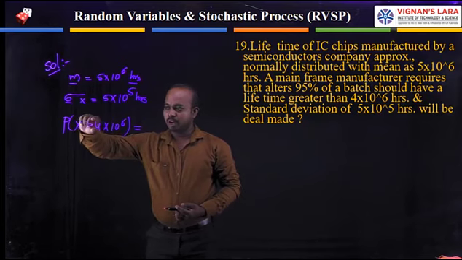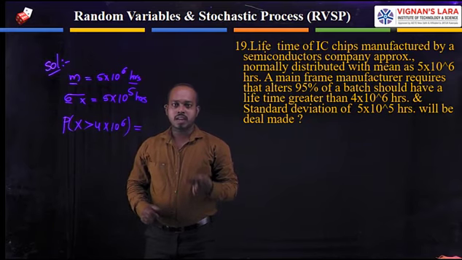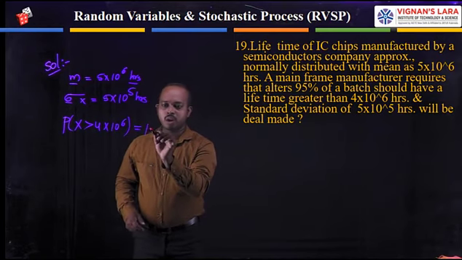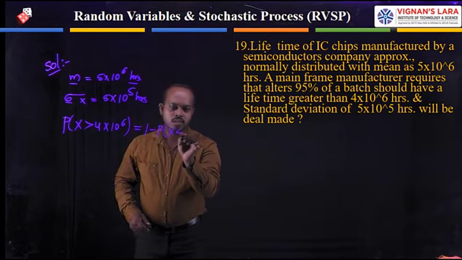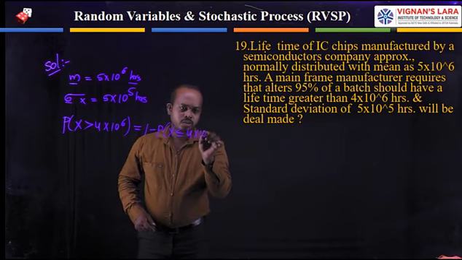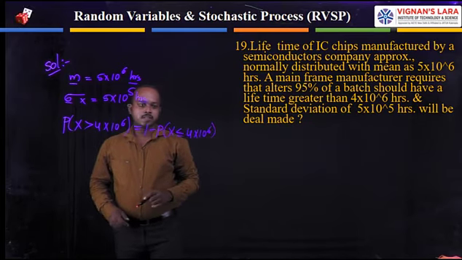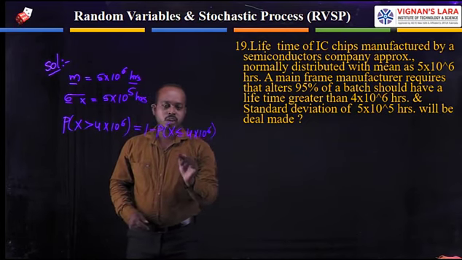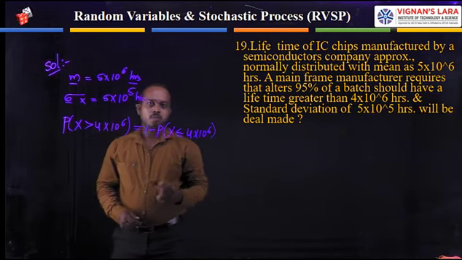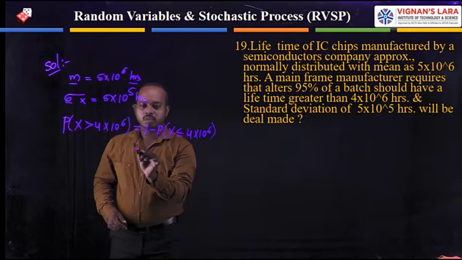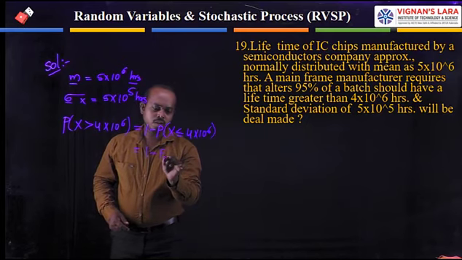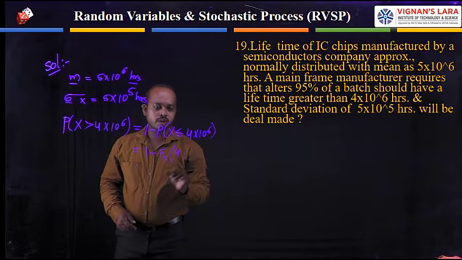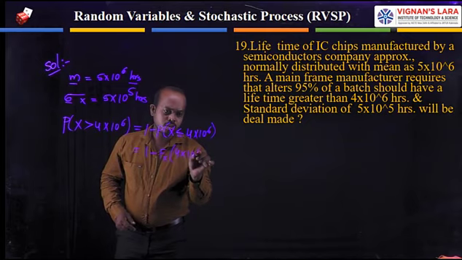We are already using one comparison operation; the remaining one is less than or equal. That's why I am writing 1 minus probability of capital X less than or equal to 4 into 10 power 6. This quantity is similar to the probability distribution function, so I am replacing it in terms of the distribution function: 1 minus Fx of 4 into 10 power 6.